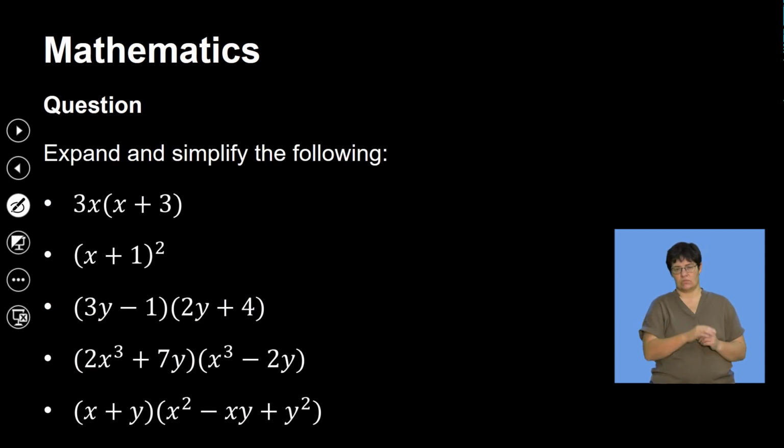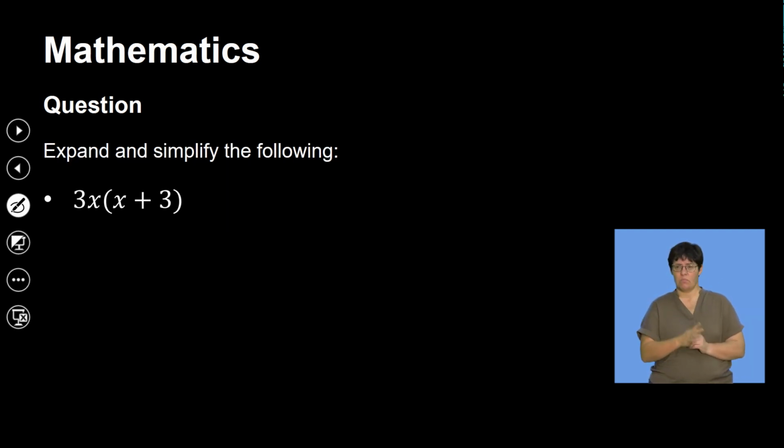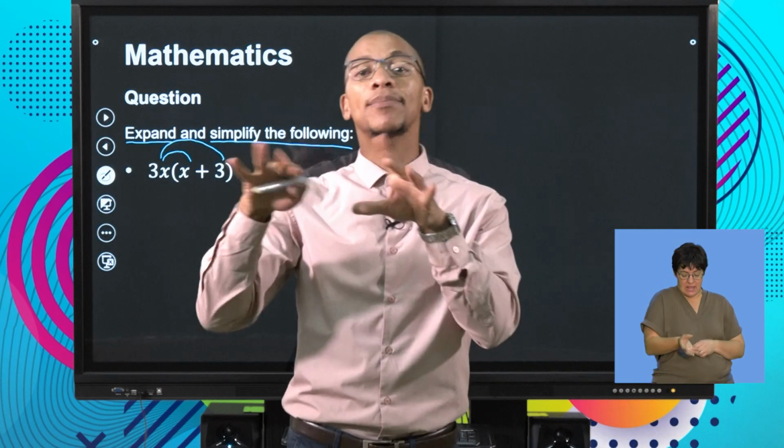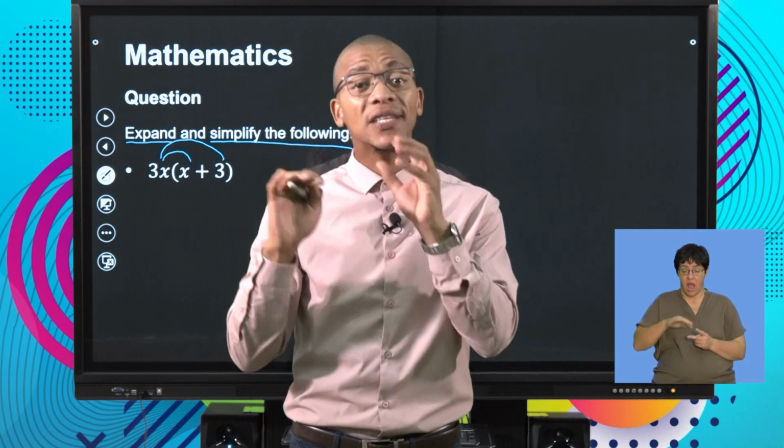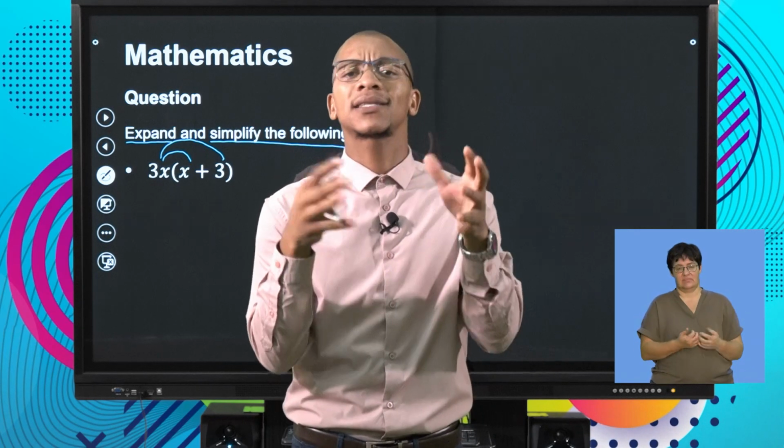Now let's just look at some questions just to try and put this into perspective. Exactly what are we talking about? The first question I have is 3x into x plus 3. So to simplify this, we're going to use the distributive law, right? And the question will specifically say to you, expand and then simplify the following. The expand word means distribute or FOIL it out. After doing that, then work out the like terms. Don't just distribute and leave it like that. If there are like terms, then work them out.